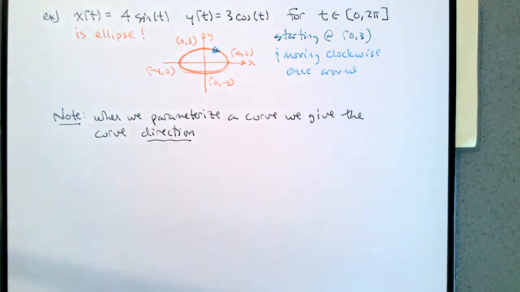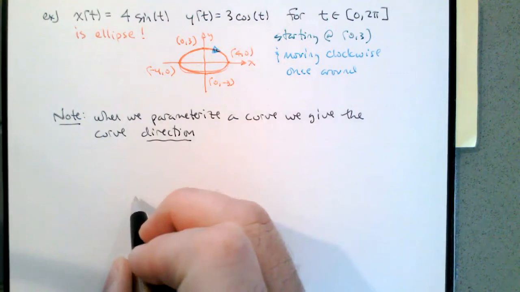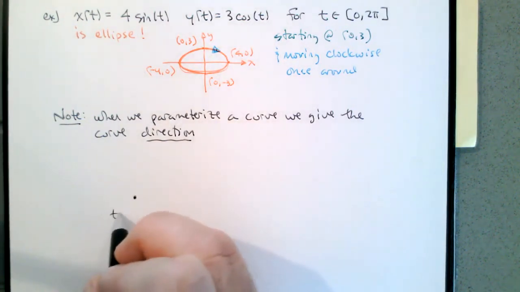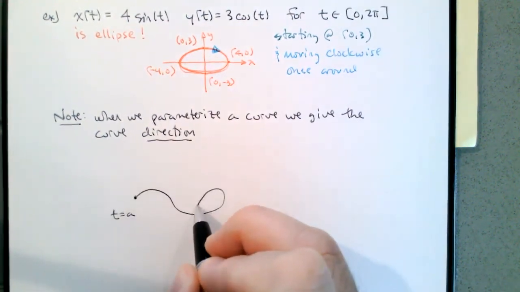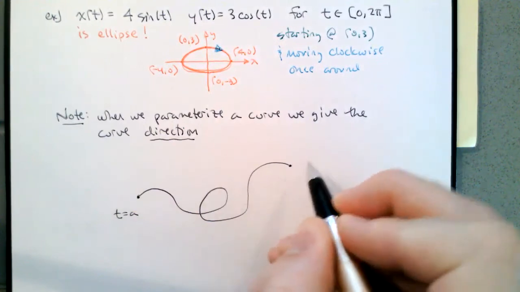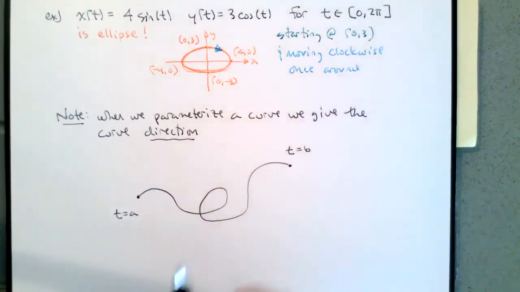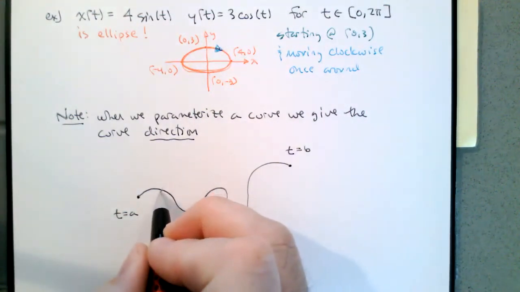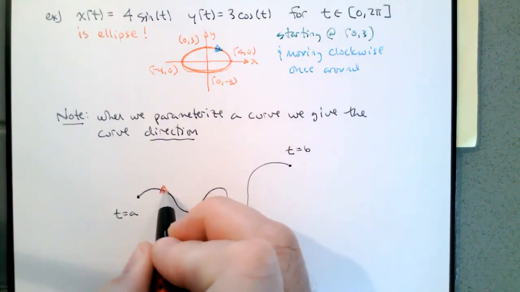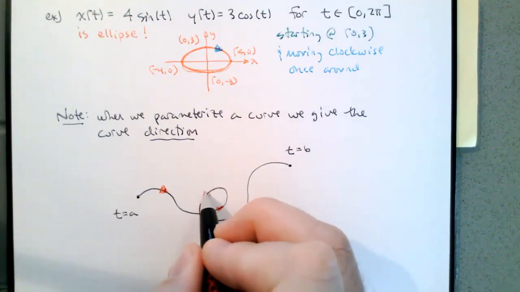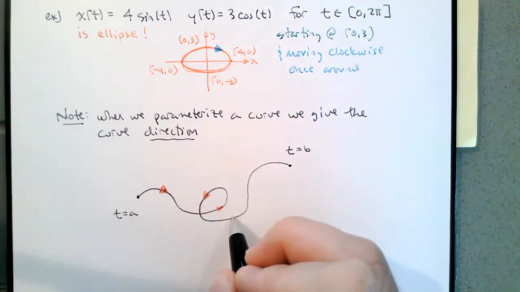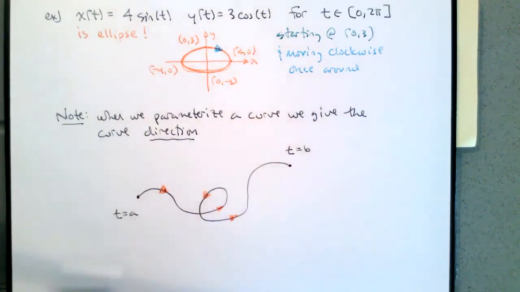So whatever the curve is doing, in this case we had clockwise and counterclockwise. We just start off at a point when t is equal to a, and then the point winds through space and ends when t is equal to b. So we've assigned a direction to the curve. We're moving from a to b. It's not just a path. We're moving in a direction.